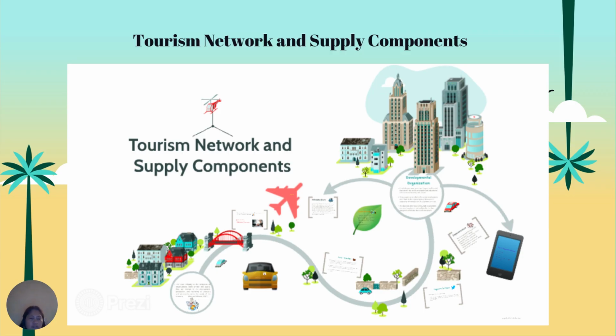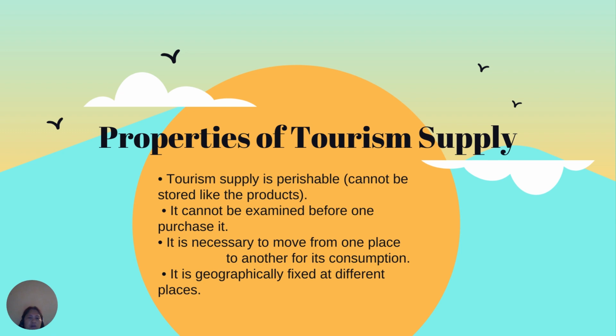Take a look at this with regards to tourism network and components. As you can see for these tourism components, we have the properties of tourism supply. Tourism supply is perishable, meaning that it cannot be stored like other products. It cannot be examined before one purchases it. It is necessary to move from one place to another so that you can have its consumption, and it's geographically fixed at different places. That's tourism supply.